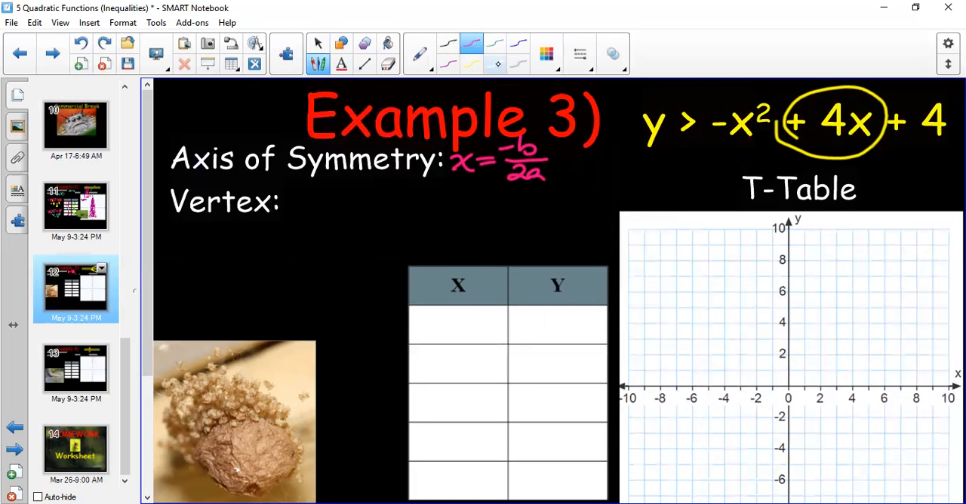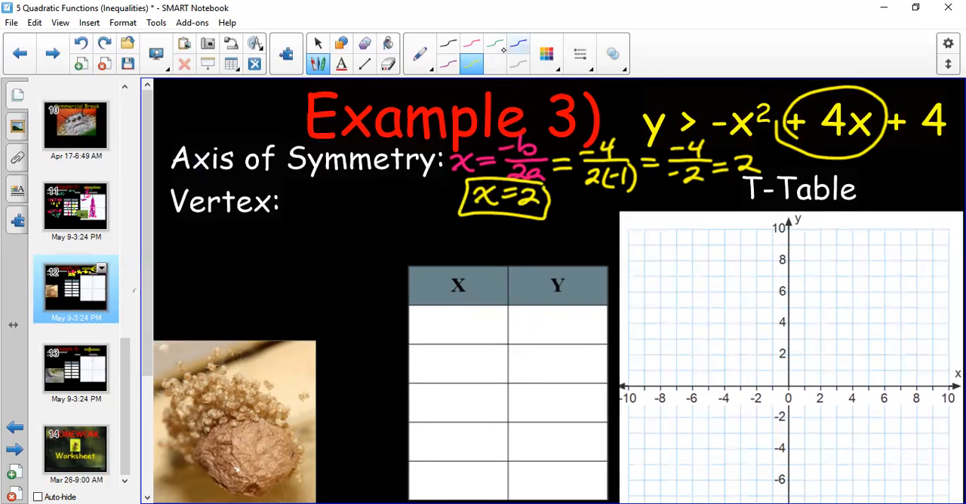All right, so let's plug this in. The opposite of b is -4. And we're going to do 2 times a. So a is -1, so 2 times -1. This gives us -4 over -2, which equals 2. So our axis of symmetry is at the line x equals 2.